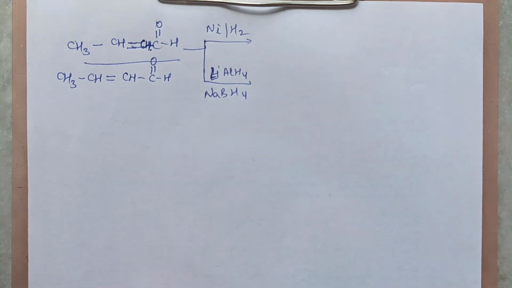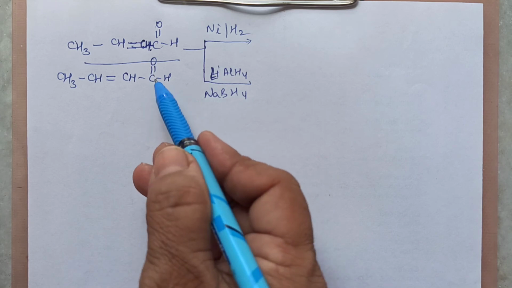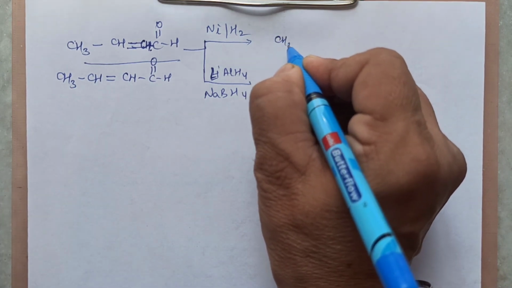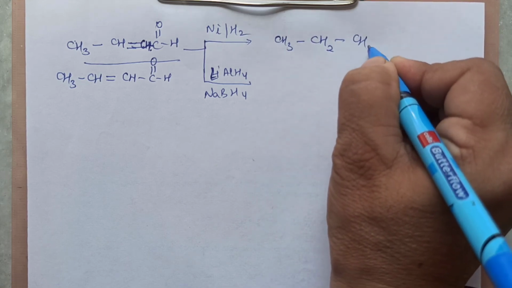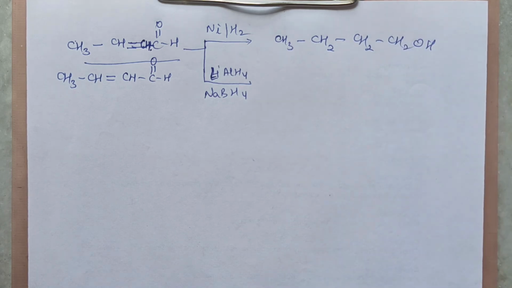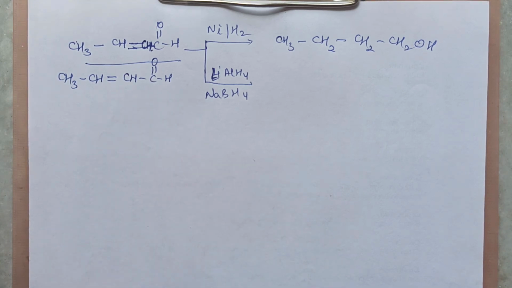Both are getting reduced. The double bond will get converted to a single bond and the aldehyde will get converted to alcohol. So in this case you get the product CH3 CH2 single bond CH2, and here also you get alcohol. Please note this down, it's very important. Nickel, platinum, palladium are able to reduce both the aldehyde as well as the double bond.